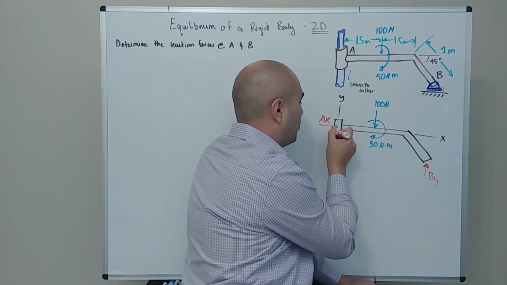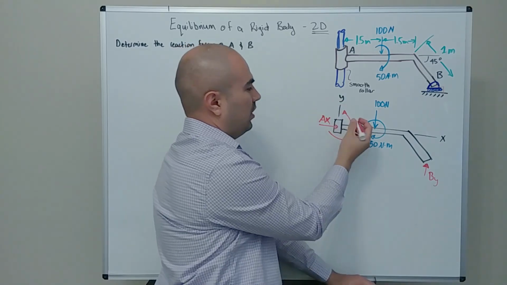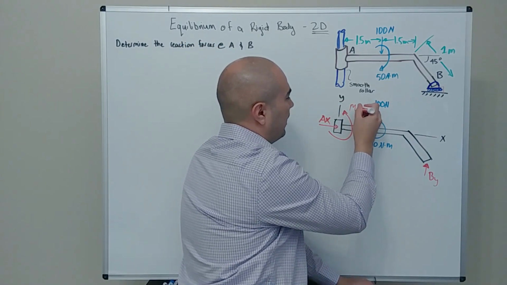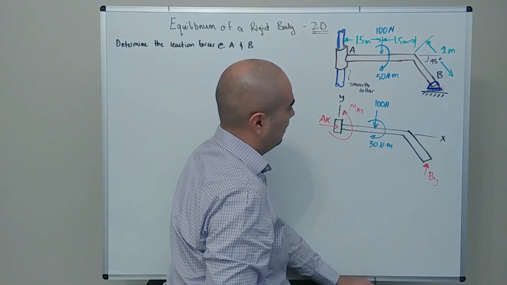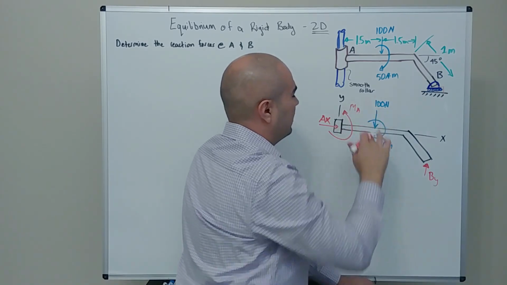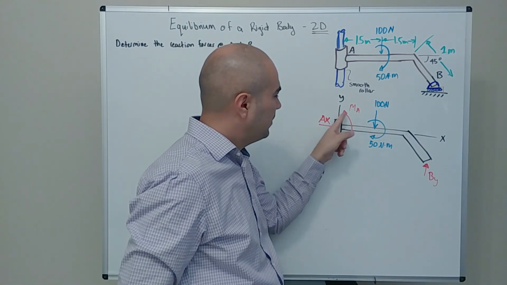So I need a moment here, a restoring moment. I'm just going to assume positive because counterclockwise is positive. I'm going to call this MA. This is the moment at A, not MAX. We have the outline of the body, applied forces, and reaction forces.